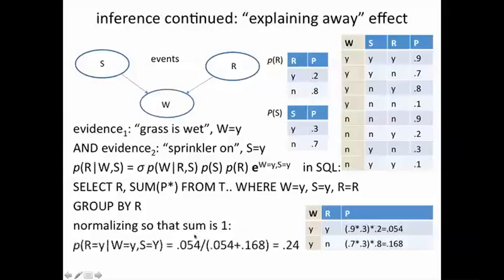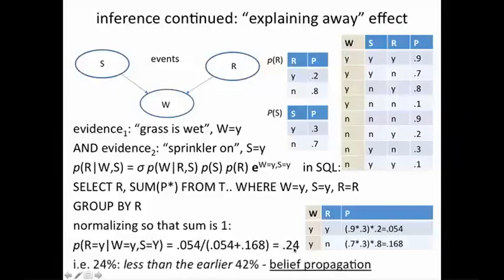Normalizing so that the sum is 1, we get 0.054 divided by the sum, which is 0.24. That is, we have a 24% chance now that it's raining, which is less than the earlier 42%. So what's happened is that our belief in whether or not it had rained first changes because we added a new possible cause, and then further changes when we observe that new possible cause to actually be true. So our belief gets revised because this belief propagates in the network, changing our belief about R once again.